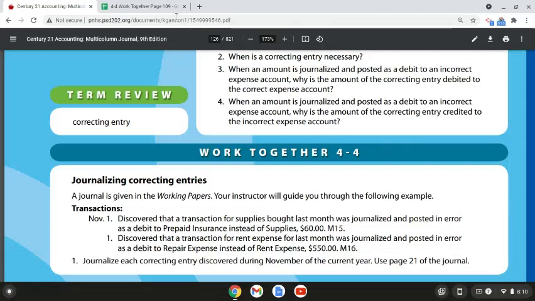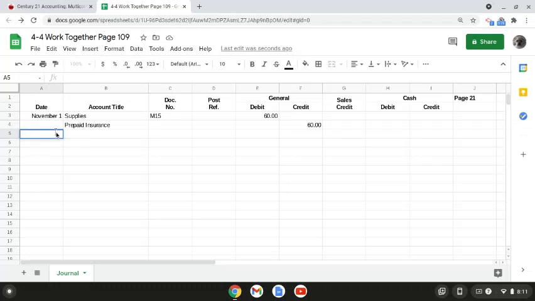All right, so the first thing that we're going to do is put in the date, which is November 1st. Then we're going to put in rent expense and then repair expense for our account titles. Next, we're going to put in M16 or memorandum number 16 for our document number. Then we are going to debit rent expense for $550. And then we're going to credit repair expense for the same amount. Okay, so that was the second transaction, and it's also the end of the 4-4 work together.